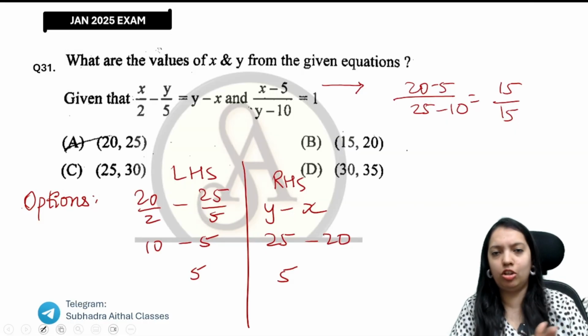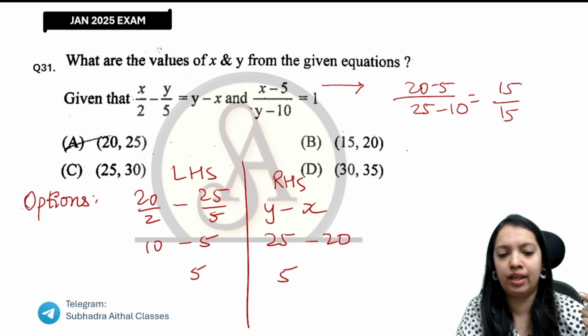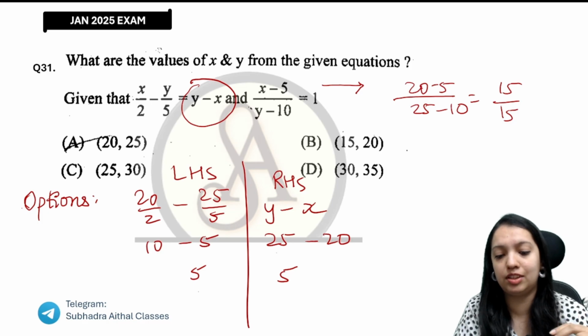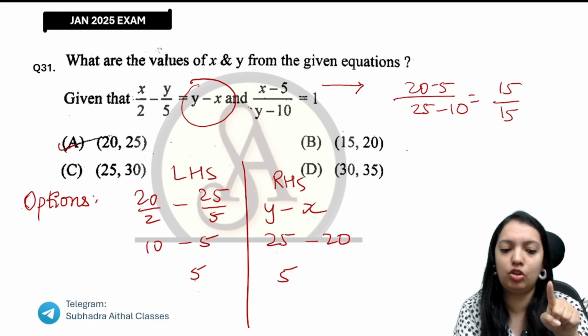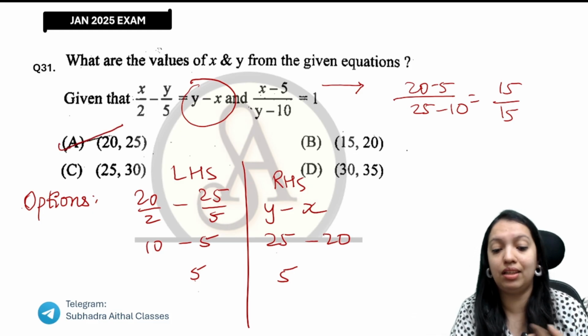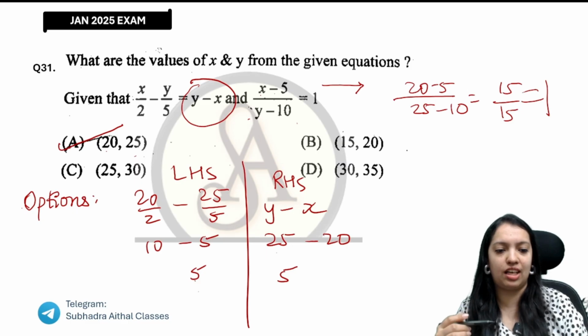Next question you can solve using options only. Take x value as 20, y value as 25. Check the left hand side, you get the value 10 minus 5 is equal to 5. Check the right hand side, you will get 25 minus 20 which is equal to 5. Left hand side, right hand side, wherever it is equal, that option is correct. We can cross verify this using another equation. X minus 5 is 20 minus 5, y minus 10 is 25 minus 10. 15 by 15 also I got the value as 1. So option A is correct.